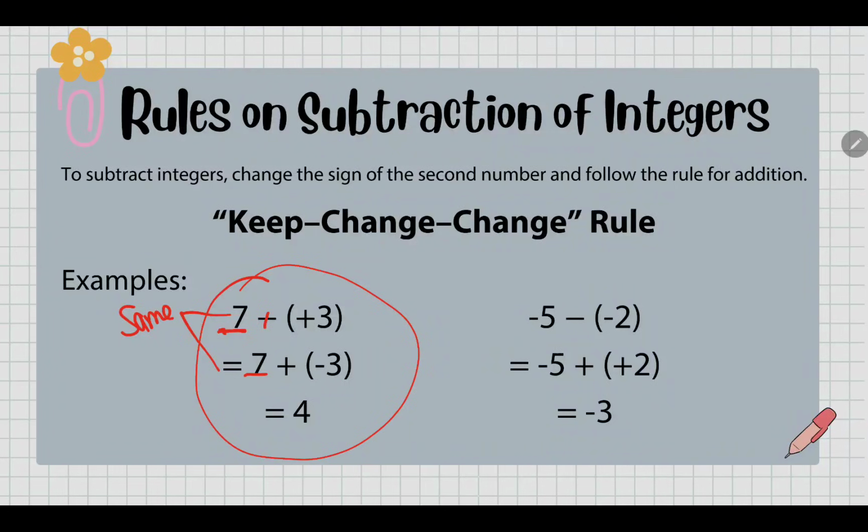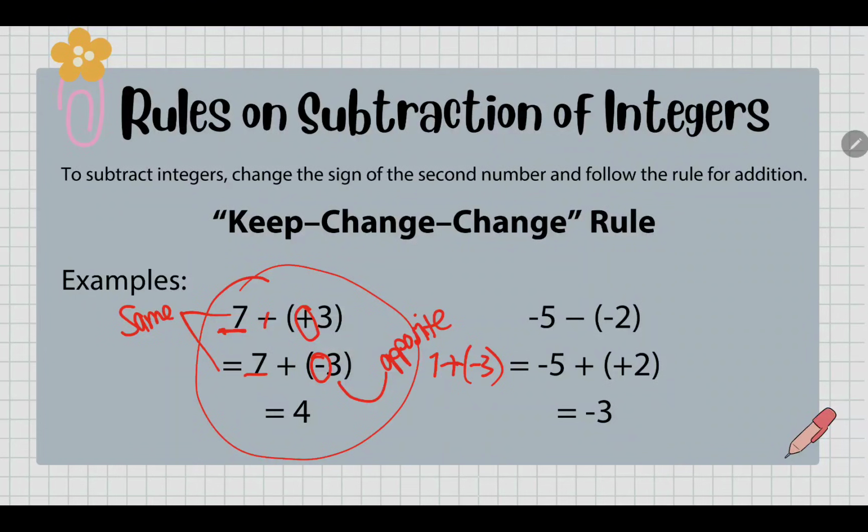And then you change the positive 3 to a negative 3 because you're making it opposite, right? So that would be the rule. So the problem now becomes 7 plus negative 3. And then you just have to solve the problem.